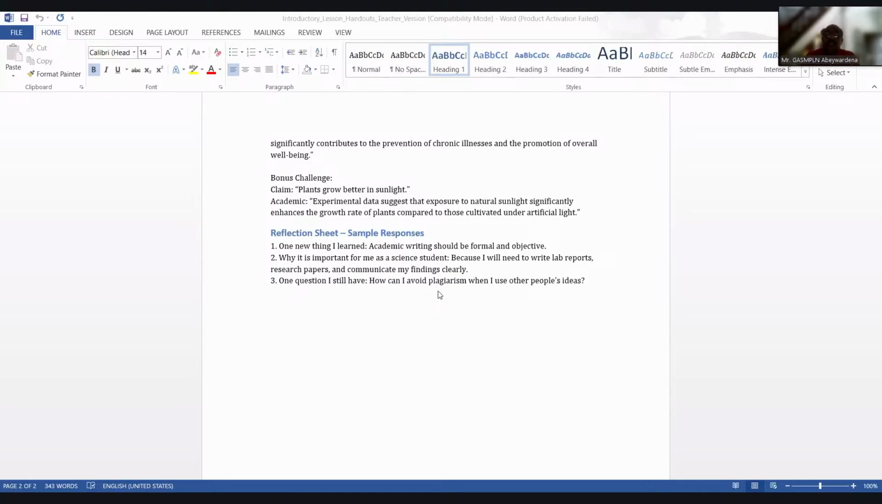How can I avoid plagiarism? When using other people's ideas, you can't write others' ideas as yours. So that is called plagiarism. Research means you find something that has already been investigated by somebody, found by someone. Presenting that as your own is called plagiarism.